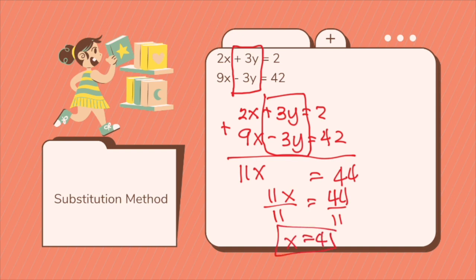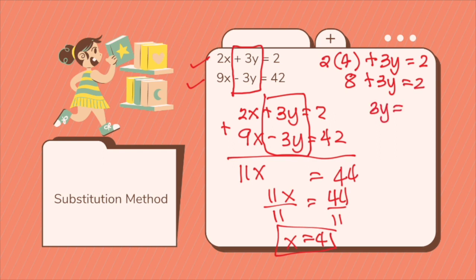Now, how do we find the y value? You can choose any of the two equations to substitute your x value to find y. So let's say I'll use the first equation. So that's 2 times 4 plus 3y equals 2. 8 plus 3y equals 2. You have 3y, transfer 8, that's 2 minus 8.